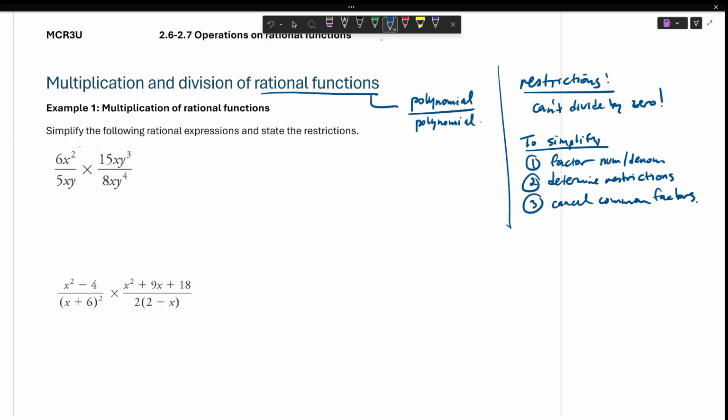So we're going to use all that today, except here we have the additional step of having multiplied or divided these rational functions. Okay, let's take a look at example 1.